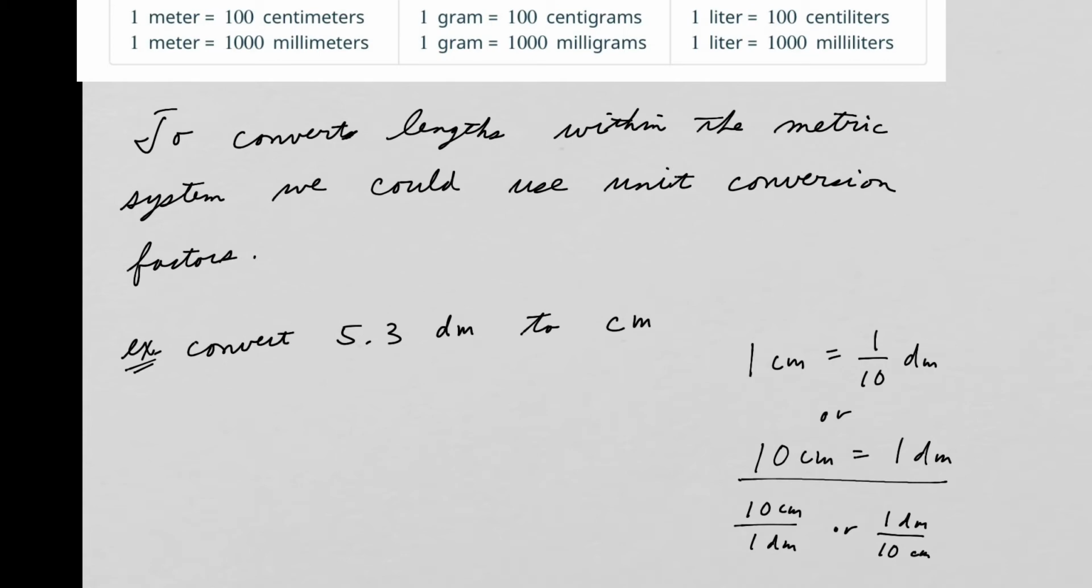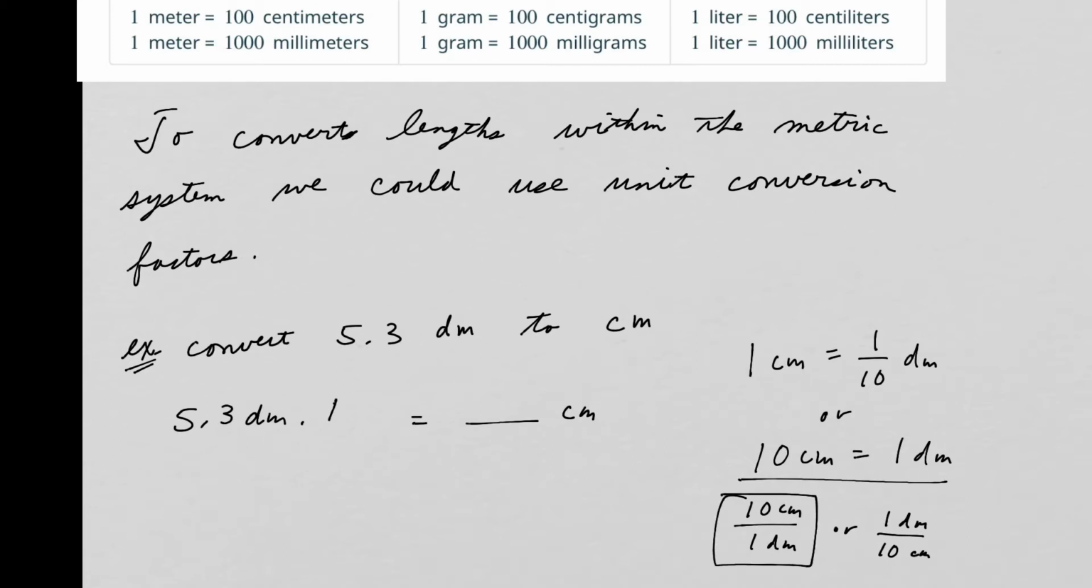So if I want to convert 5.3 decimeters into centimeters, which one would I multiply by? Well, same argument as before. We want decimeters to cancel. We want centimeters to survive in the answer. So we have to use the unit conversion factor with decimeters in the denominator. So we want to use that one, right?